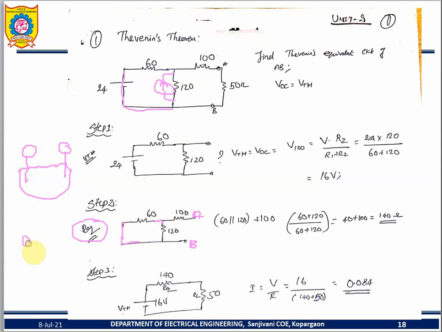What about series? Series is nothing but one human, and this is another human. One hand is connected, but the other hand is connected somewhere to another person. This is called series. Do you understand what series and parallel are? Yes, sir. If you do not understand, I will show you.